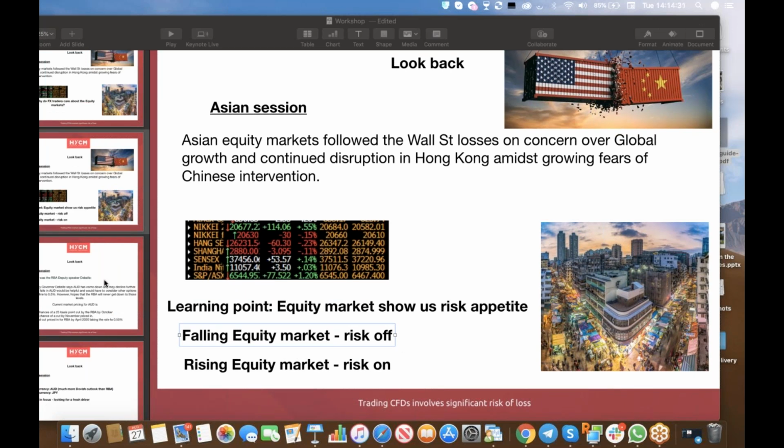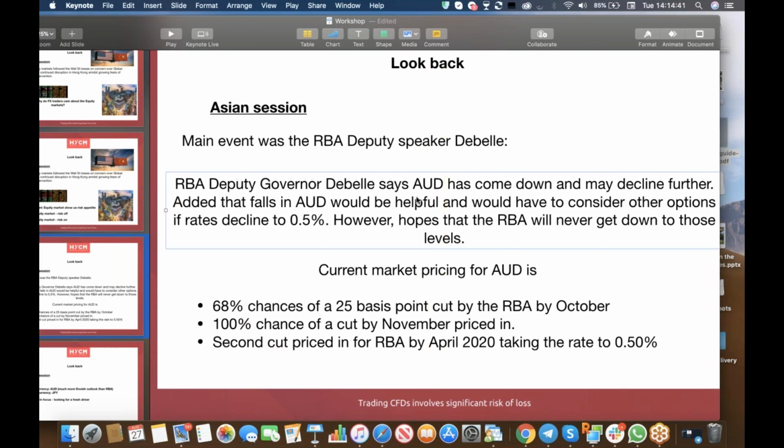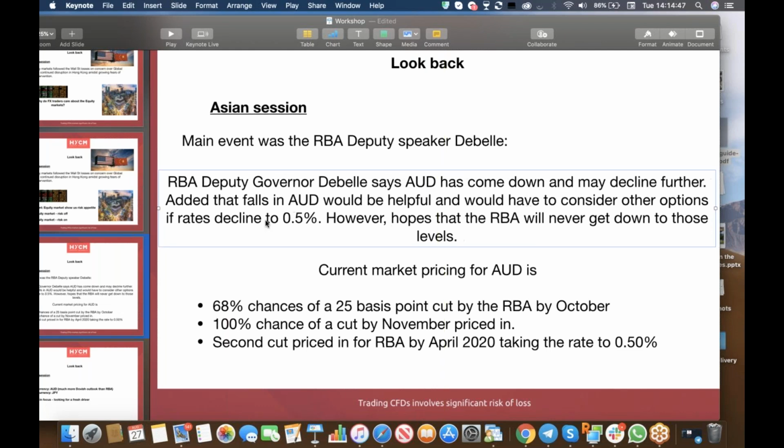That's spot on. So the main event in the Asian session was the Reserve Bank of Australia's Deputy Governor de Bell. Okay, and the Deputy Governor de Bell says that the Australian dollar has come down and may decline further, adding that falls in the Australian dollar would be helpful and that the RBA would have to consider other options if rates decline to 0.5%. Okay, however, he does hope that the RBA will never get down to those levels. So Deputy Governor de Bell was quite bearish in his comments last night. Okay, obviously wanting further falls in the Australian dollar, and would have to consider other options if rates decline to 0.5%. So painting quite a bearish picture, right?